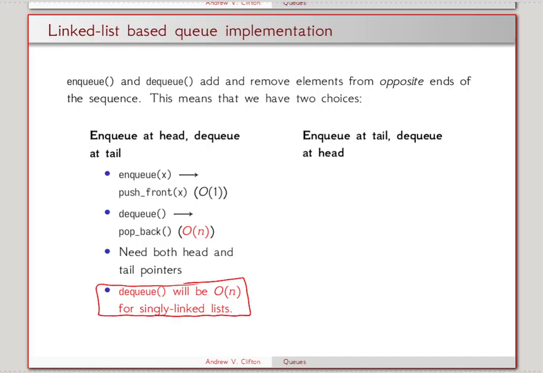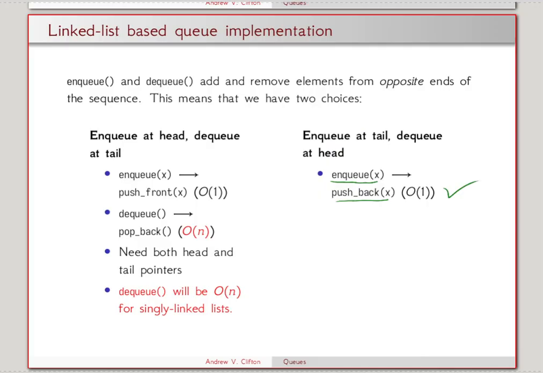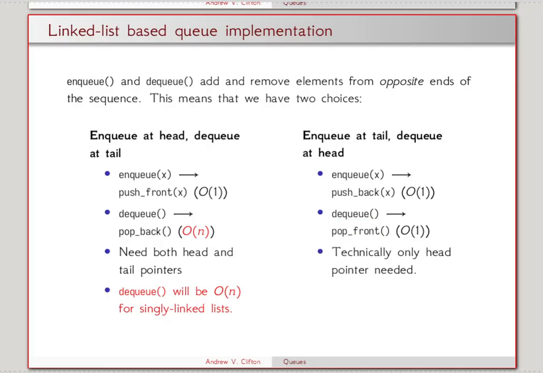Now, if we look at the other alternative, we're going to add stuff at the tail and remove it at the head. So that means our enqueue is going to map to push back. And push back runs in constant time, but that means we need to have a tail pointer. We're required to have a tail pointer, but that's just one extra pointer in our class. It's not like a doubly linked list where it's an extra pointer in every single node. Then that means that dequeue is going to be a pop front, which is also constant time. So those are both constant time. That's good there. Technically, we only need a head pointer, but if we want to be able to do this push back in constant time, we will need a tail pointer.